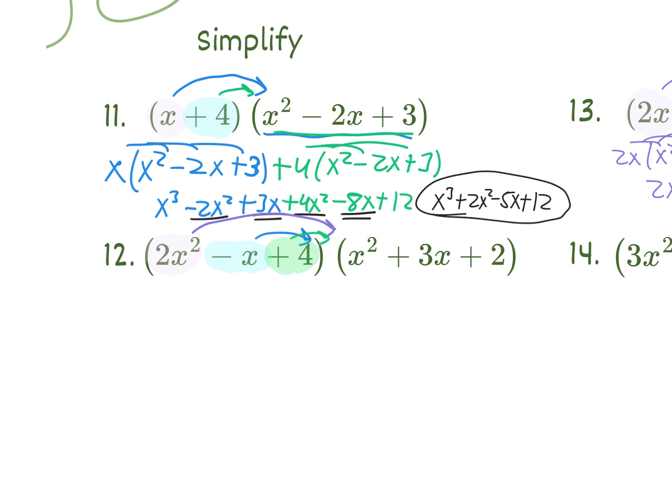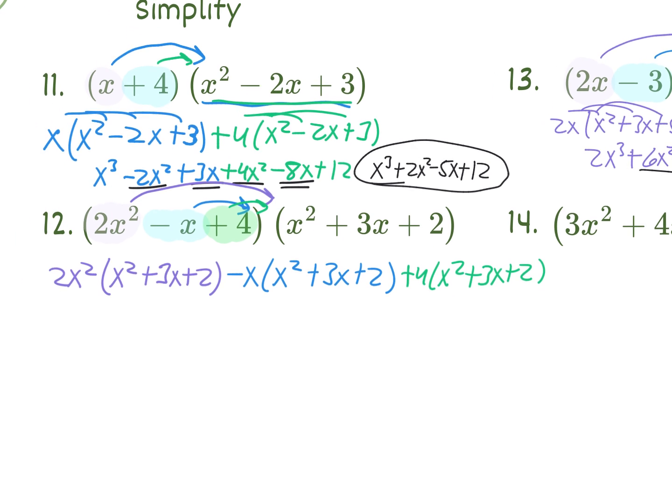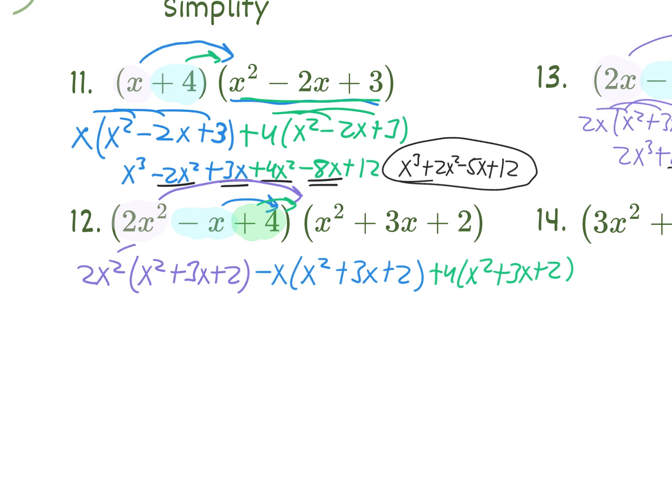I'm going to take that 2x squared and write 2x squared times x squared plus 3x plus 2. I'm going to take that negative x and do negative x times x squared plus 3x plus 2. And then I'm going to take that 4 and do a plus 4 times x squared plus 3x plus 2. So a lot more terms. They get a little bit tedious, but hopefully not too difficult. Hopefully it's not crazy hard math that we're doing yet. It's the same idea every time, just sometimes the problems get a little bit longer.